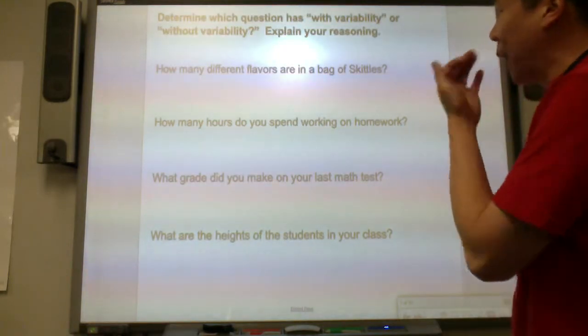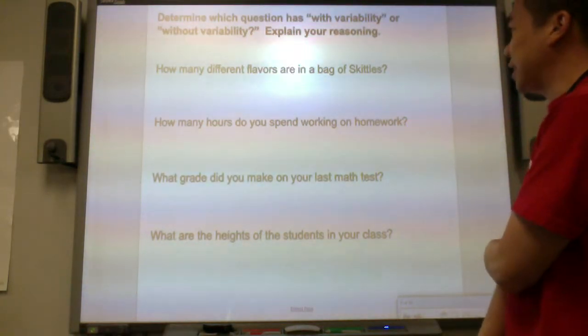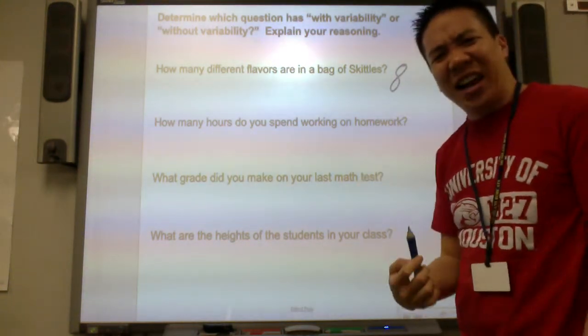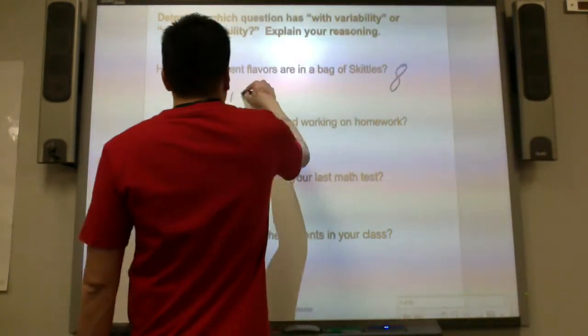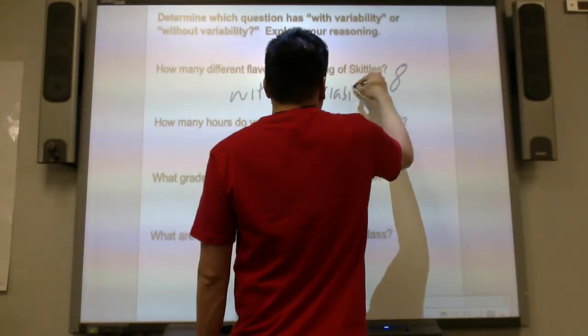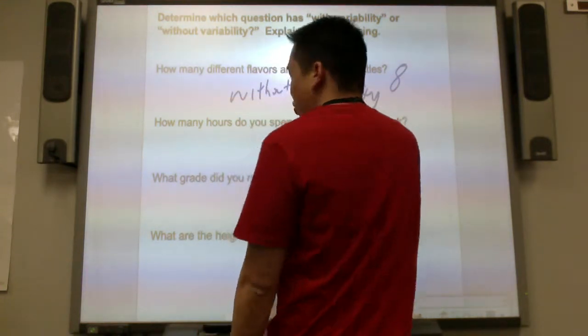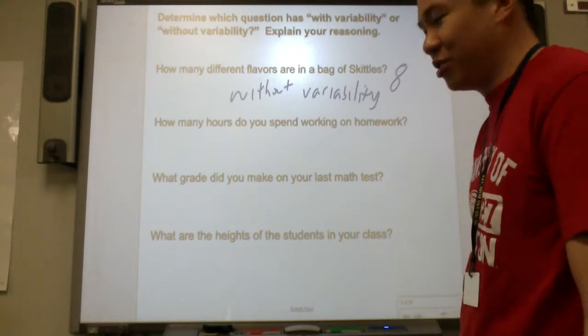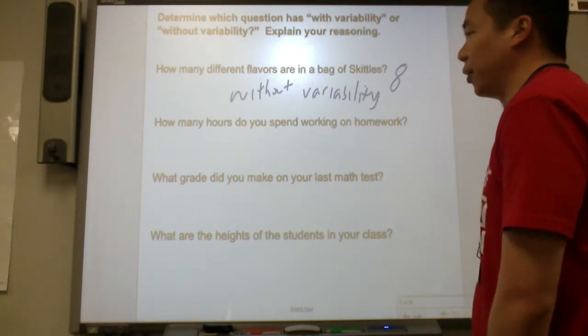So, how many different flavors are in a bag of Skittles? Oh, I actually know this. It's 8. Is that a variety of answers? No. So this is without variability. It's one set answer. There's 8 flavors in an original bag of Skittles. Grape, orange, whatever. Purple. That's great.